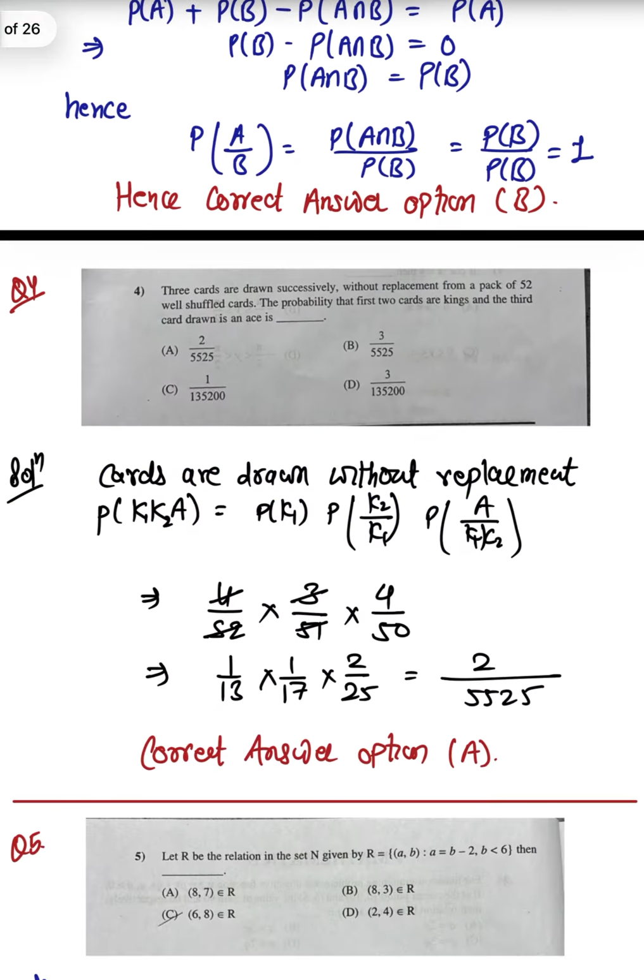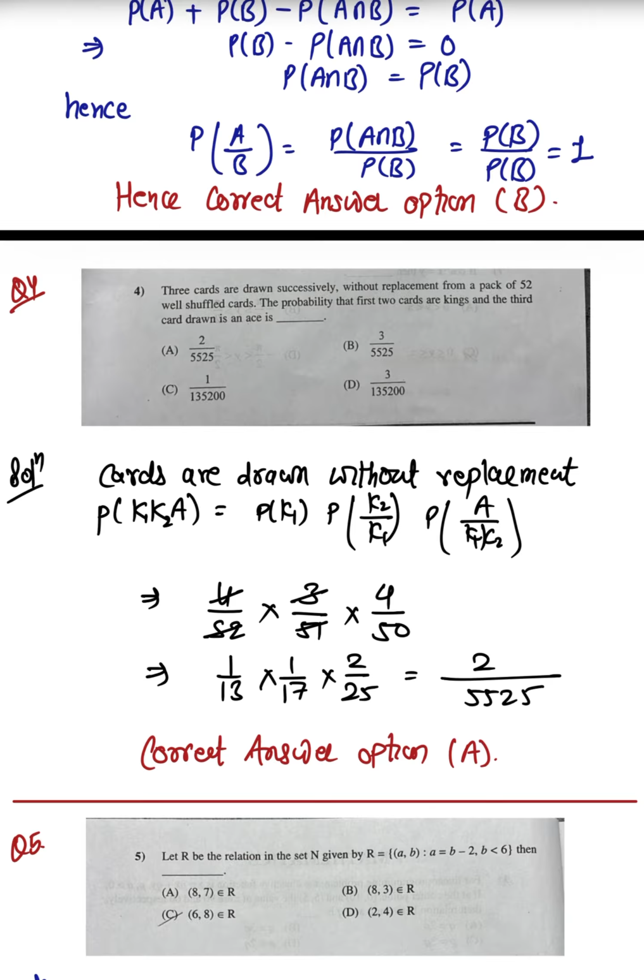Clear? Problem number 4. Three cards are drawn successively without replacement from a pack of 52 well shuffled cards. The probability that the first two cards are kings and the third card is an ace is asked. Here the cards are drawn one by one and we are not replacing them again. If a card is drawn, it is set aside and not put back into the pack. So first, what is the probability of a king coming? That's obviously 4/52. Now the king is set aside. Then 51 cards remain, and the probability of a king again coming is 3/51.